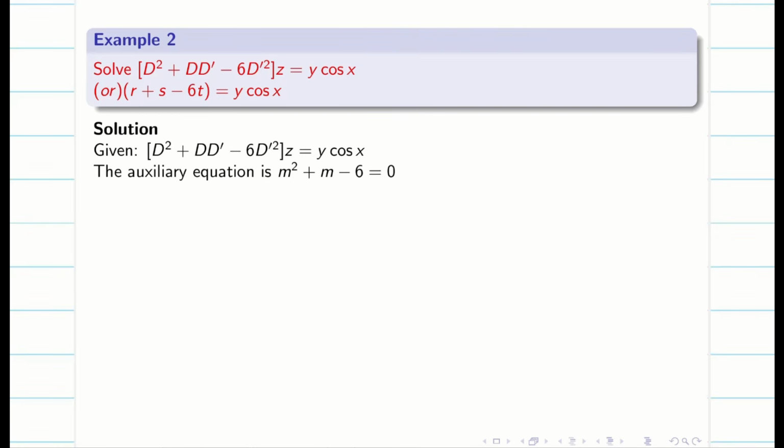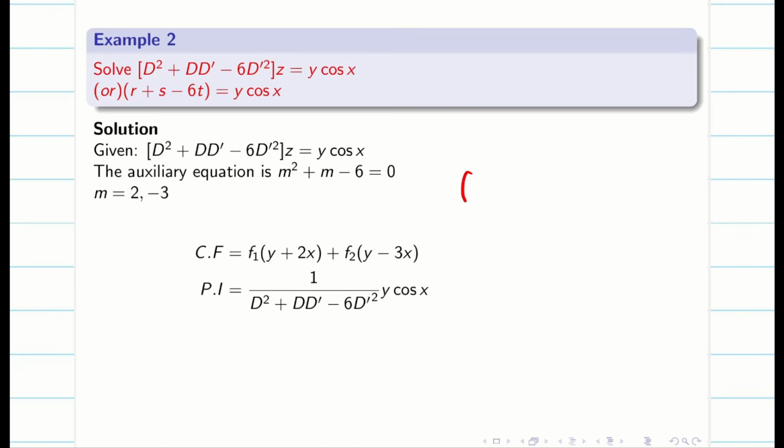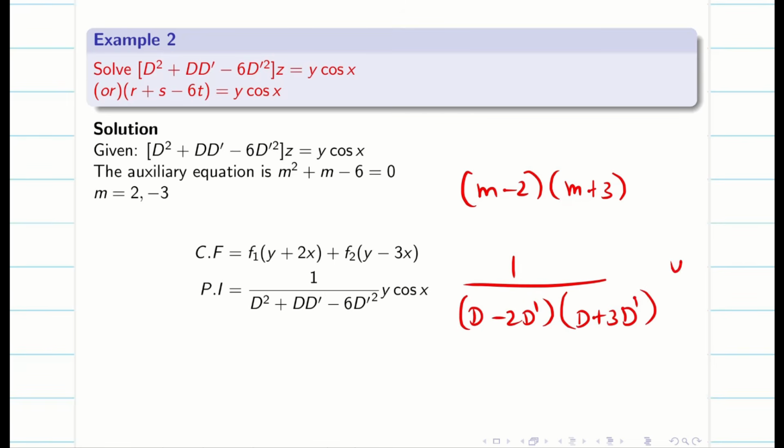Now let us find the CF. The auxiliary equation is m² + m − 6 equal to 0. When I put D equal to m, D' equal to 1. My roots are 2 and −3. So that is (m − 2)(m + 3) equal to 0. So I can write the CF. When I want to go for PI, using that (m − 2)(m + 3), I can write my denominator of my PI as (D − 2D') and (D + 3D') on y cos x.